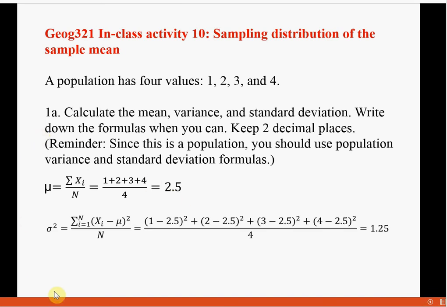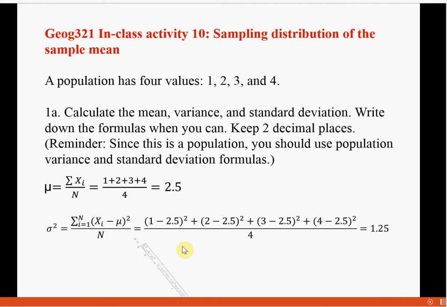Then we calculate the population variance. Again, we use sigma squared to represent the population variance. And at the bottom is no longer n minus 1 anymore. It is n. So it's a population formula for variance. Now each element minus the mean squared. So each deviation is squared and summed up over all cases divided by the total number of cases. That will give you the population variance, which is 1.25.